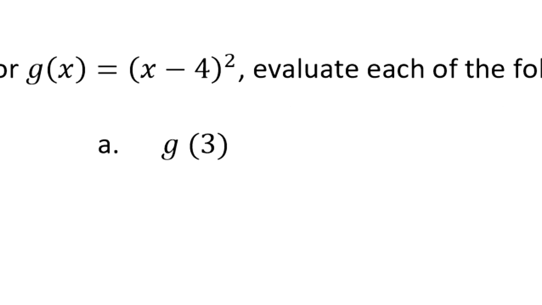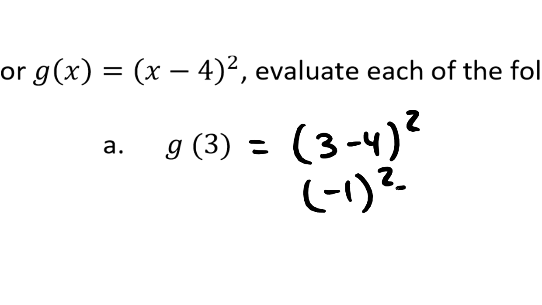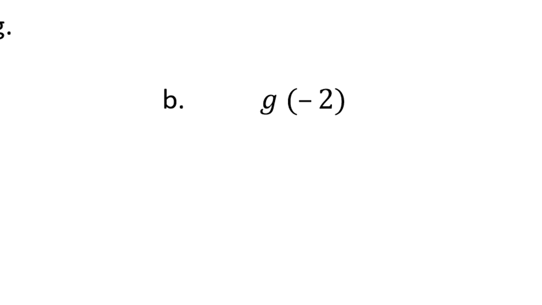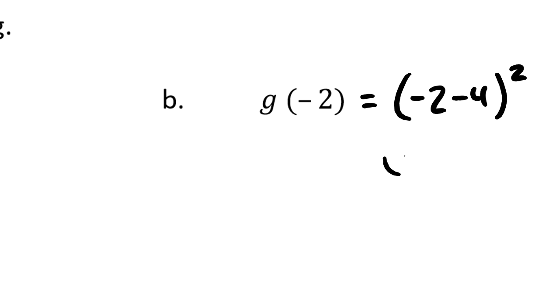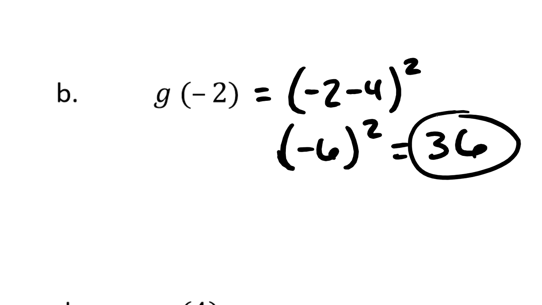So when I plug a 3 in there, this becomes 3 minus 4 squared, which is negative 1 squared, which is 1. So this should have been a 1. When I plug in negative 2, it would look like this: negative 2, there's my x, minus 4, and then squared, which is negative 6 that gets squared, and negative 6 times negative 6 is 36. So g of negative 2 produces a positive 36.